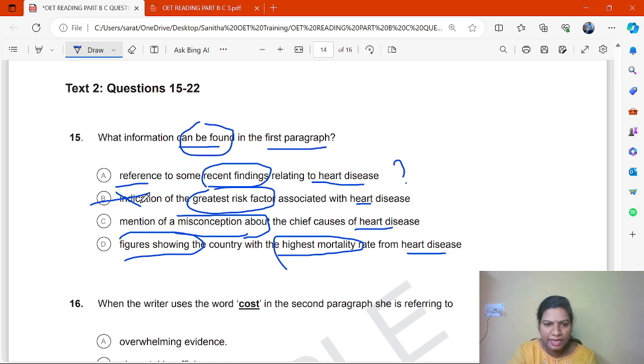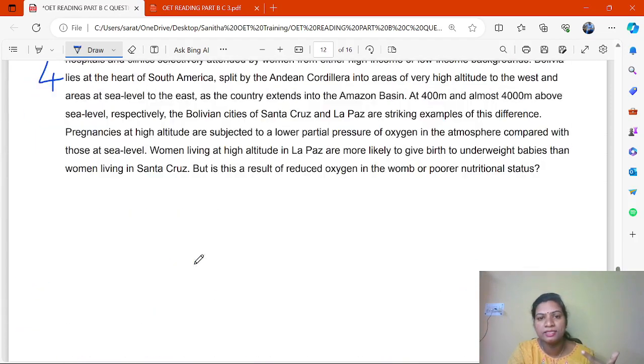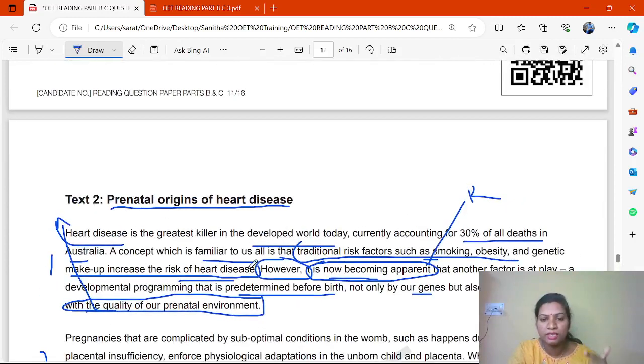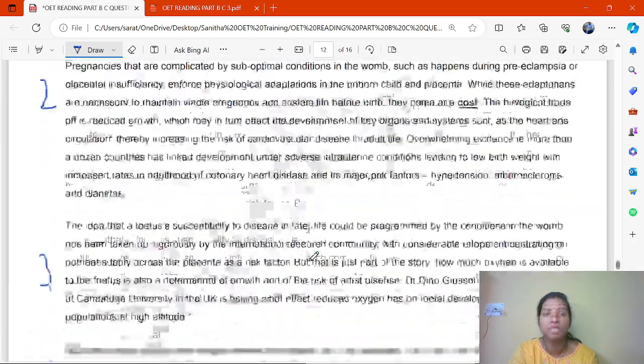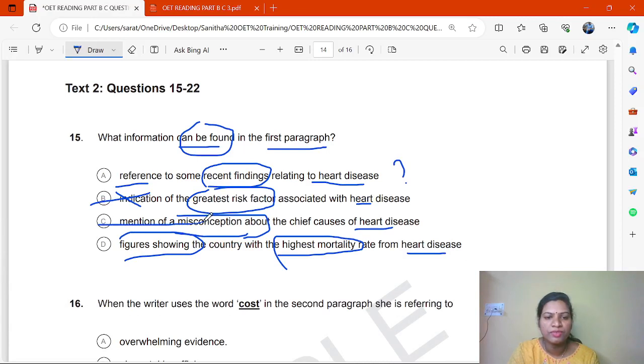Okay. Third one, mention of a misconception about the chief cause of heart disease. Mention of a misconception. Did you read any misconception about heart disease in this paragraph? You can check once more. Any misconception they are discussing here? No, it is not in the passage. It is an unnecessary option, so eliminate this option also. Okay, we eliminated B and C.